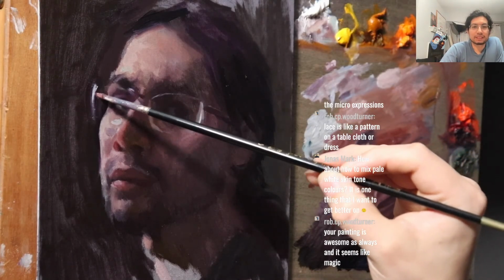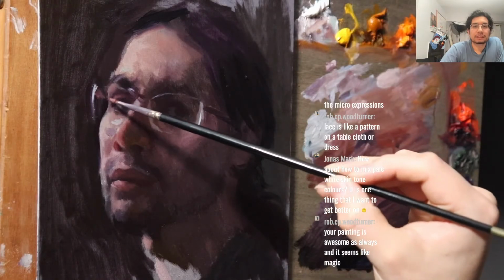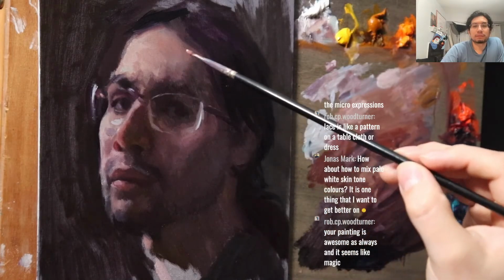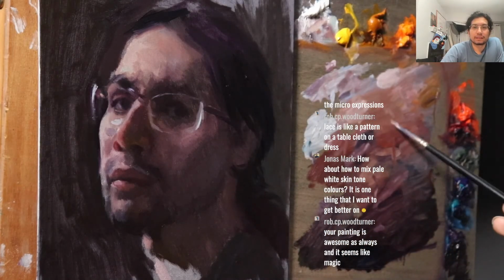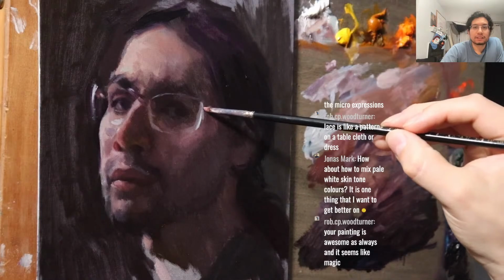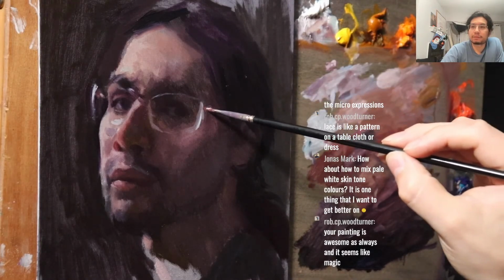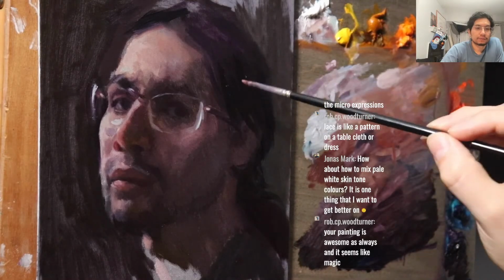That seems like magic. Now we're putting in these little glimpses for the glasses. And glasses are more simple than one may think. They are light and shadow, maybe a mid-tone or two, but mainly just light and dark shapes.